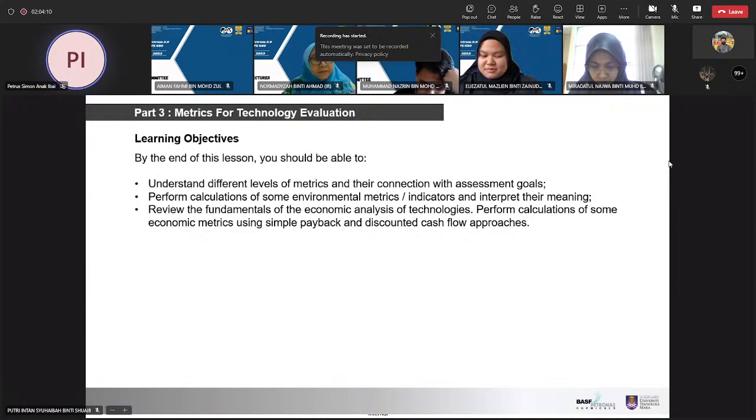So here we're going to understand what the different levels of metrics are and how they connect with our assessment goals. Some calculations on the environmental metrics and the indicators, and how we interpret the meanings of the calculations. And also we're going to review the fundamentals of the economic analysis of the technologies. Of course, some calculations on the economic metrics, using the simple payback and also the discounted cash flow approach. All right, next.